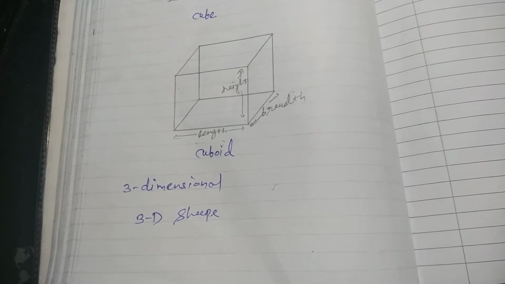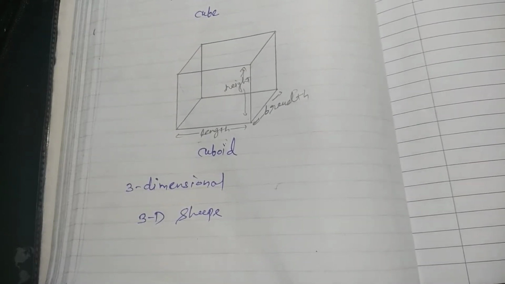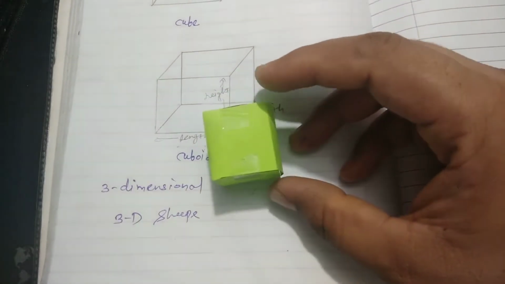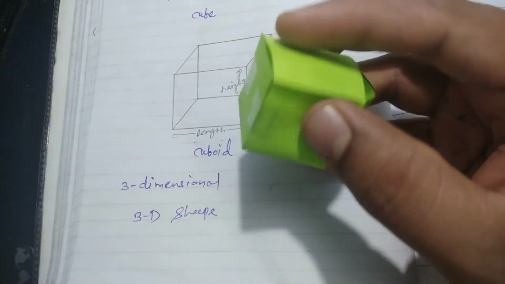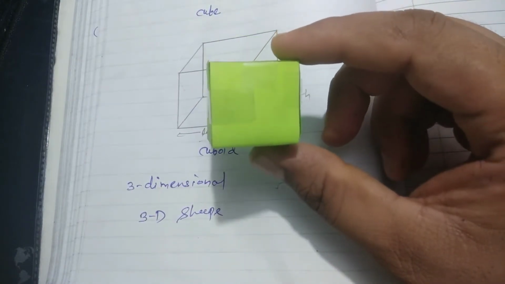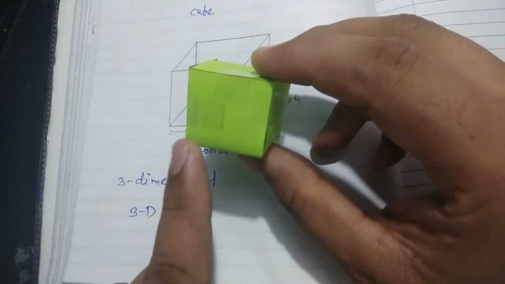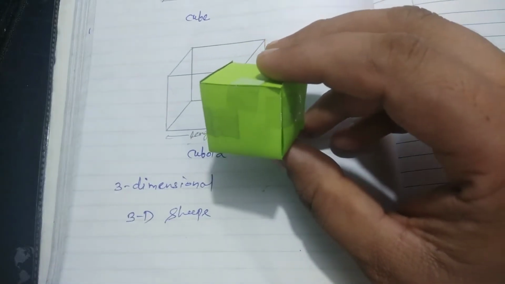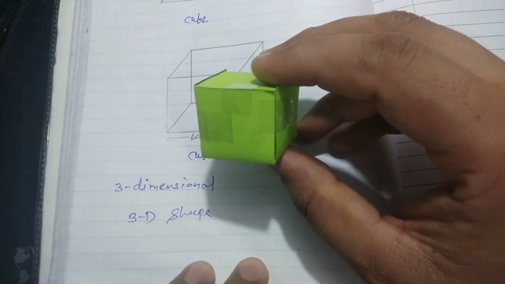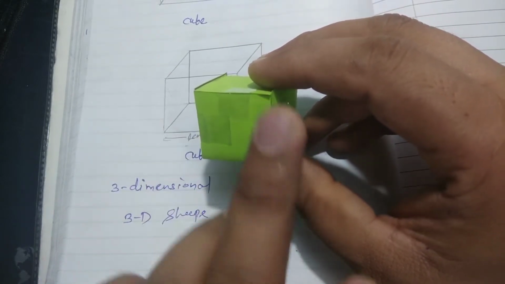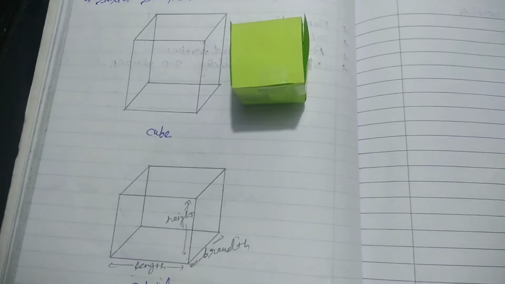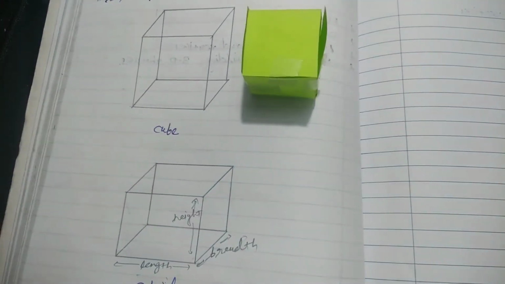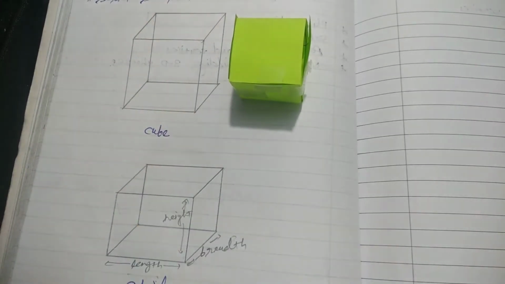Now, we have to visualize this shape. To visualize a shape, I have made this paper cube. This is an example of a 3D shape. A cube has 3 dimensions: length, breadth and height. As we know, in a cube all the dimensions are the same, that is, length, breadth and height are the same. So this is an example of a cube, and we can draw a cube in a plane, that means on paper, this way.